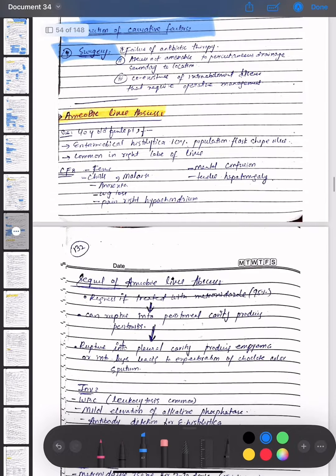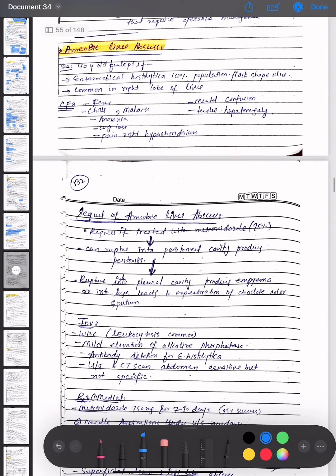Now, coming to the amoebic liver abscess, we have a scenario of a 40-year-old female patient. What is amoebic liver abscess? It is caused by Entamoeba histolytica, seen in 10% of the population, forms flask-shaped ulcers, and is common in the right lobe of the liver.